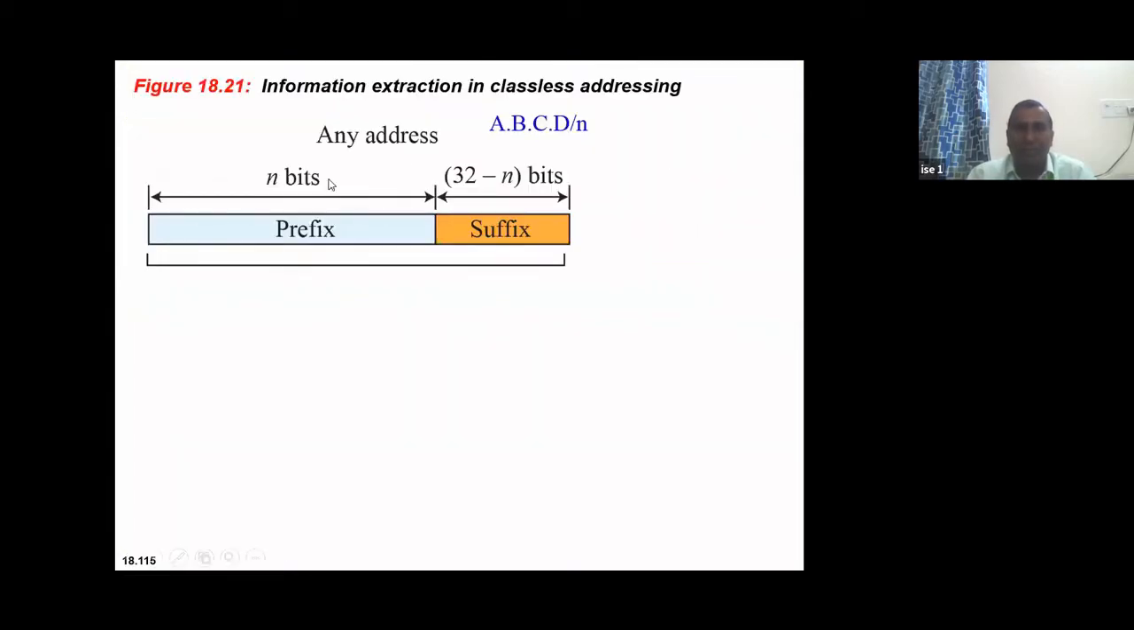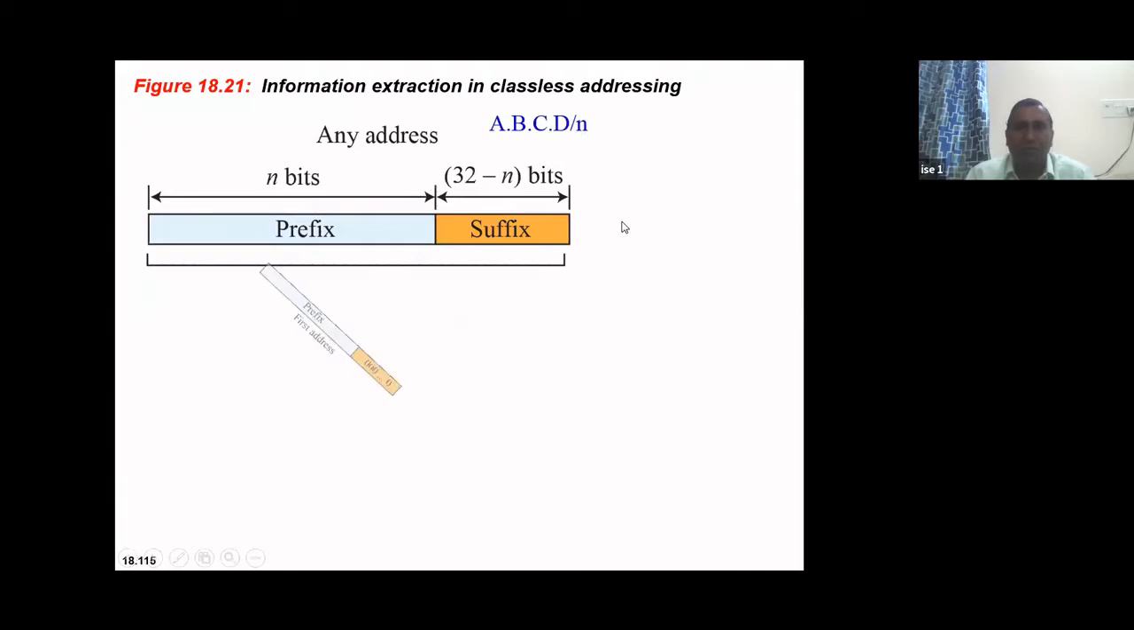Now an address will always be in this form, A.B.C.D slash n, where n is the length of the prefix, how many bits out of these 32 bits. A will be 8 bits, B will be 8 bits, C will be 8 bits, and D will also be 8 bits. That makes a total of 32 bits. The prefix is counted from the left. Say it is 21 bits. So 32 minus 21 means the suffix will be 11 bits.